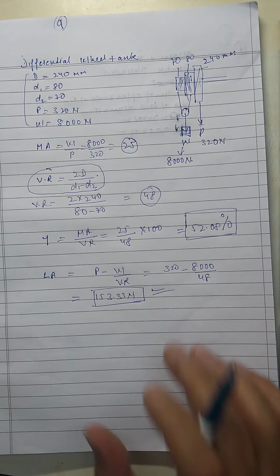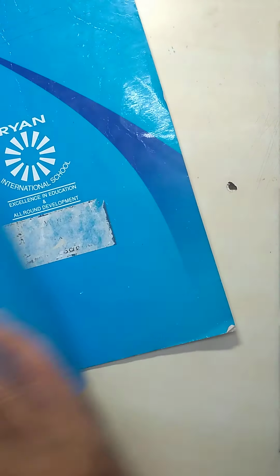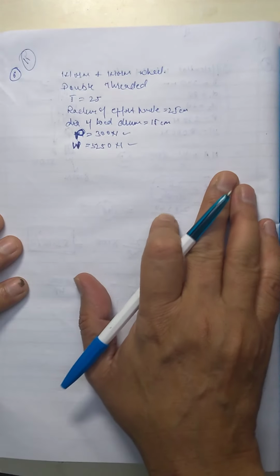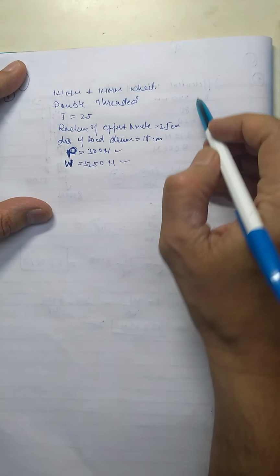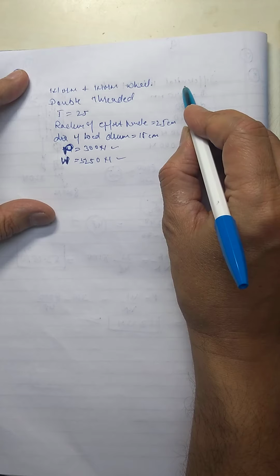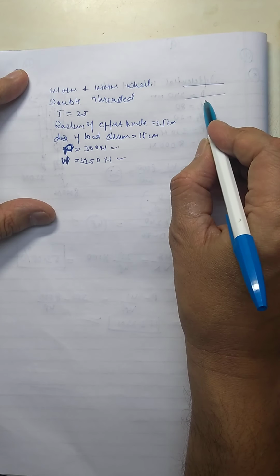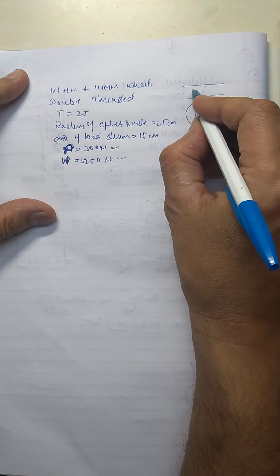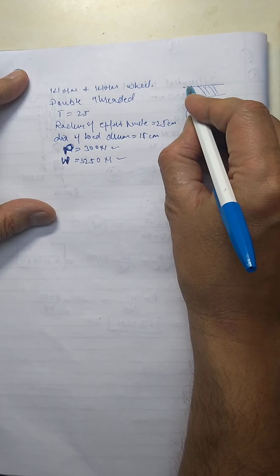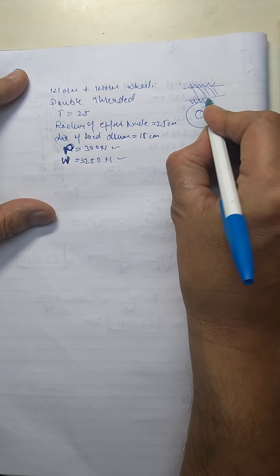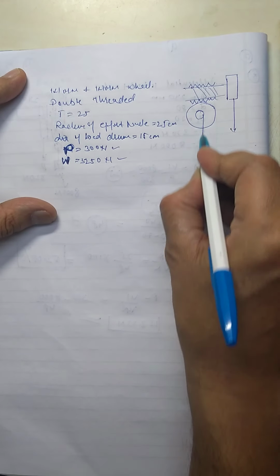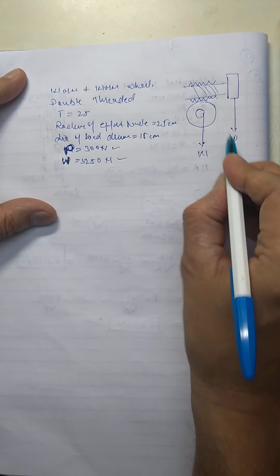Now after this, let us do the next numerical. Okay, this is the next numerical, which is based upon worm and worm wheel. You must have read about worm and worm wheel. Here is a worm, here is a worm wheel, here is the load drum, and it consists of threads like this, and here is the effort drum. Effort is here, and the load comes to be here. This is the load and this is the effort.